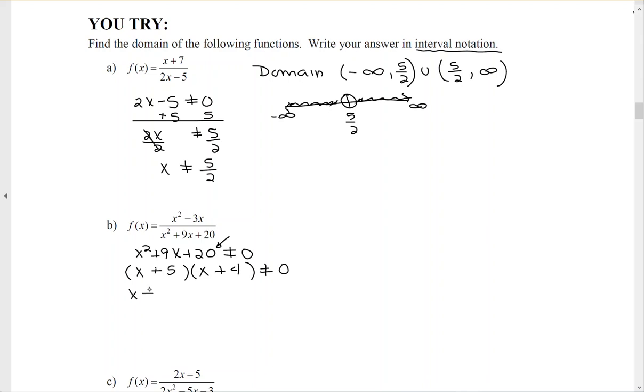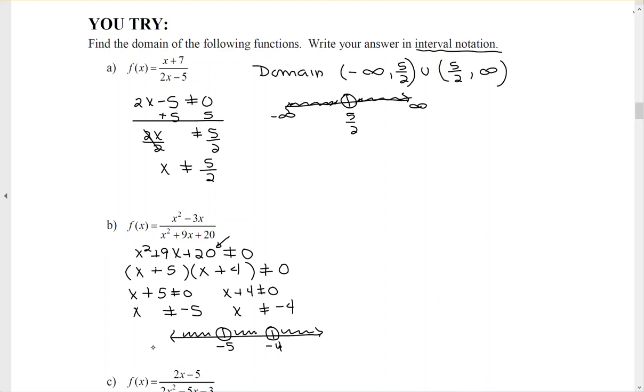Set each factor not equal to 0, and then solve for x. So x can't be negative 5. Subtract 4 from both sides. x can't be negative 4. So if I, again, take a look at it on a number line, negative 5 and negative 4, these are the two numbers that I have to avoid. But all the other numbers on the number line are fair game.